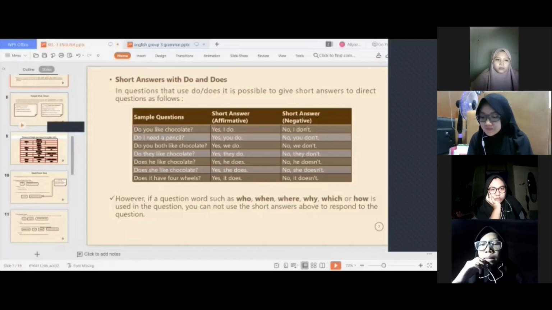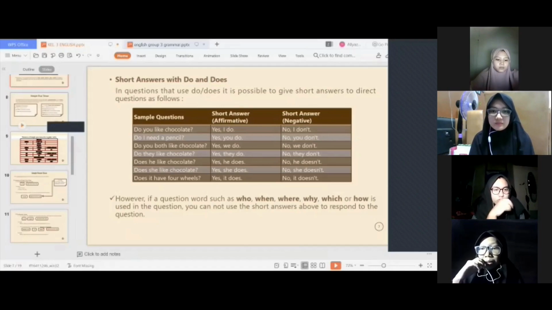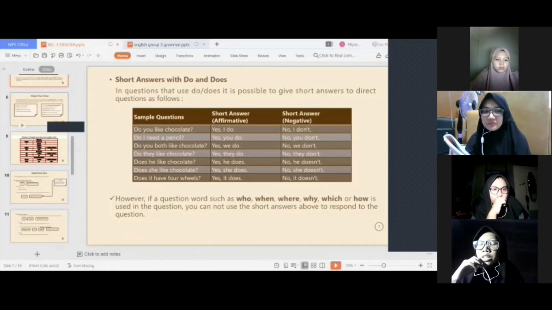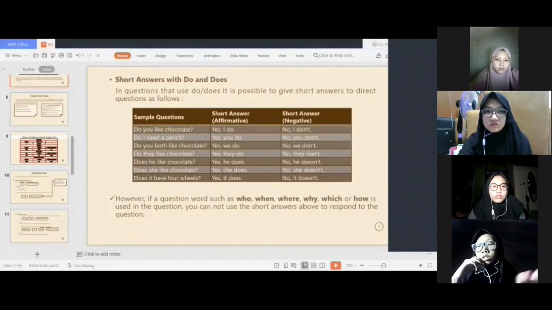Do I need a pencil? The short answer for affirmative is yes, you do. The short answer for negative, no, you don't. However, if a question word such as who, when, where, why, which, or how is used in the question, you cannot use the short answers above as the response to the question.